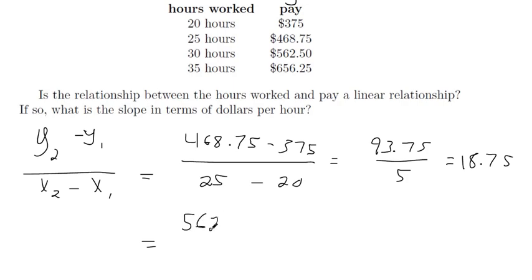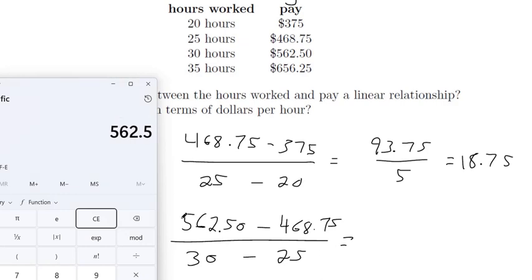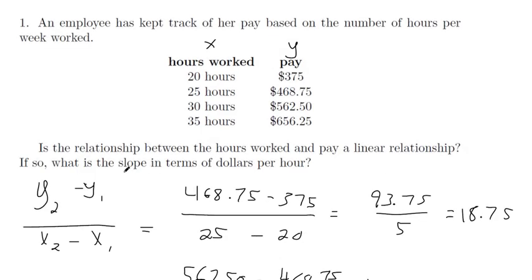Let's do $562.50 for my y2. That means x2 is 30. Got to keep those paired up. And I'll use 468.75 again. As long as it's a different combination, we should be all set. So 562.5 subtracted by 468.75, divide that by 5. We got the same thing. So it looks like it's linear. We're going up by $18.75 for every 1 hour, because our dollars is our y variable, hours is our x variable. So that's our slope. That is the slope that they're looking for, $18.75 an hour.